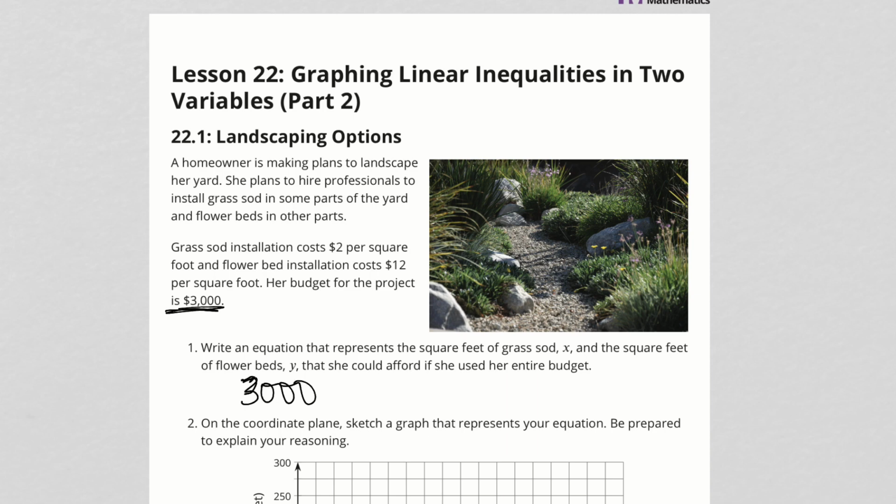So we're going to say $3,000. I'm going to redo that. $3,000 equals, so it is $2 per square foot of grass sod. Grass sod is going to be X square feet. So we're going to have 2X plus, then it is $12 per square foot of flower bed. And the square feet of flower beds is going to be Y. So there's our equation.